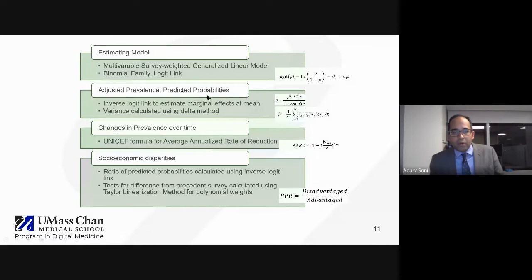Overall, we looked at predicted probabilities after adjusting for confounders. We also calculated change in prevalence over time using UNICEF's formula for average annualized rate of reduction. And we looked at socioeconomic disparities as a ratio of predicted probabilities for disadvantaged population over advantaged population. Anytime the ratio was more than 1, we considered that the disparities were increasing, and anytime it was less than 1, we considered that the disparities were decreasing.